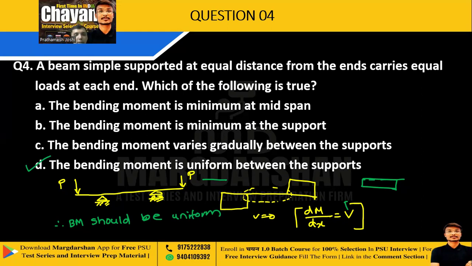Okay, so bending moment is minimum at the midspan, no. Bending moment is minimum at the support, no, at the support it is high, maximum. The bending moment varies gradually between the supports, no. The bending moment is uniform between the supports, yes. So this is how this could be tackled. Okay, this is a bit conceptual question, but I think after this you will be able to handle it.